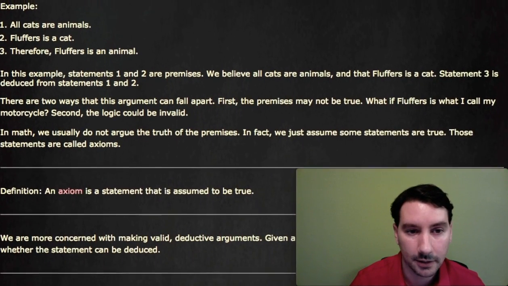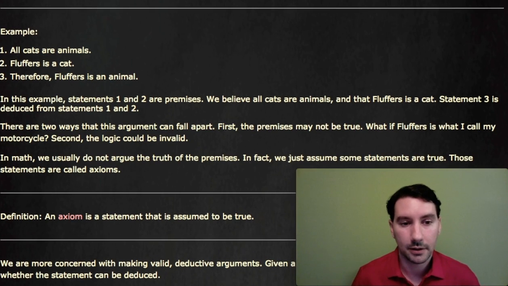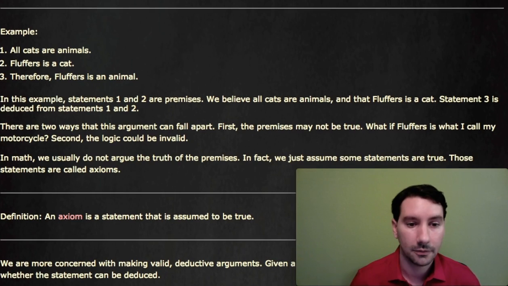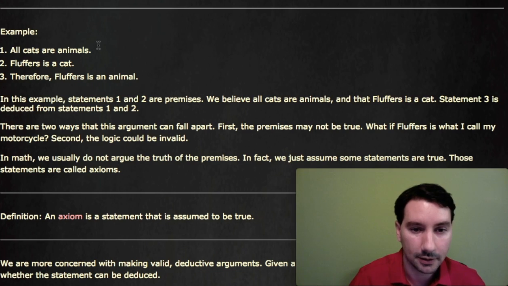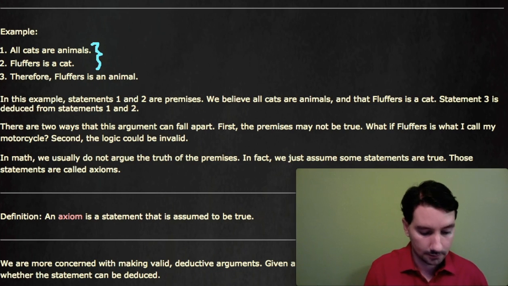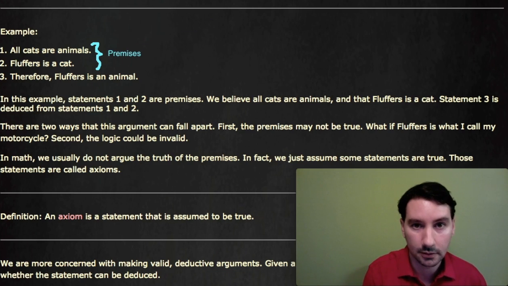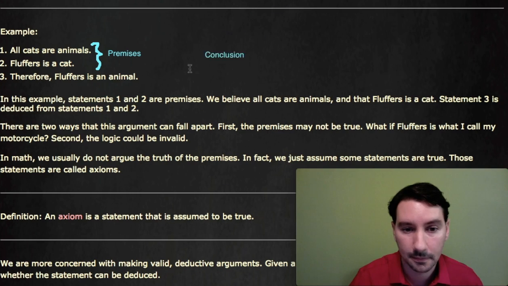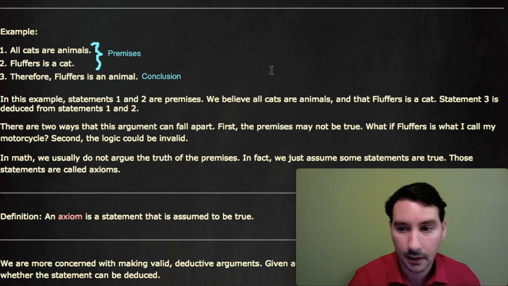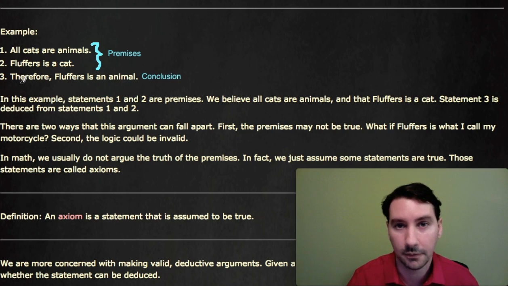So let's look at an example. A simple argument is: all cats are animals, Fluffers is a cat, and therefore Fluffers is an animal. So in this simple argument, the first two statements are the premises. These are our premises, and the last statement is the conclusion. That is, the first two statements are assumptions: all cats are animals, and Fluffers is a cat.